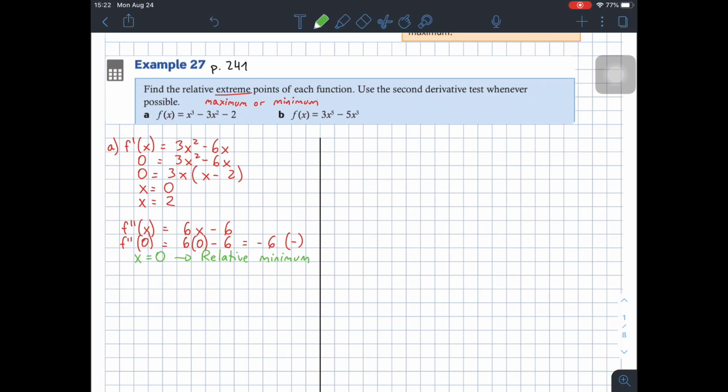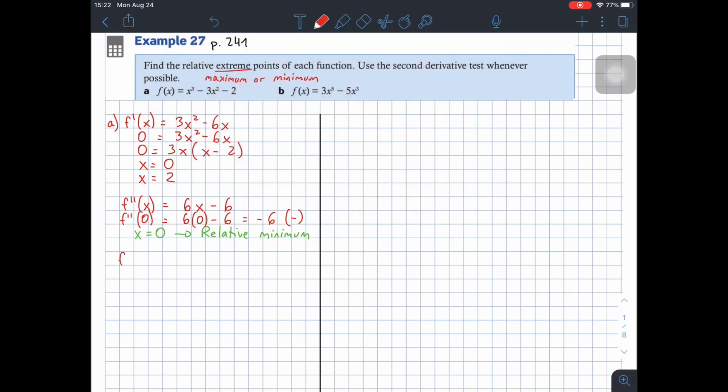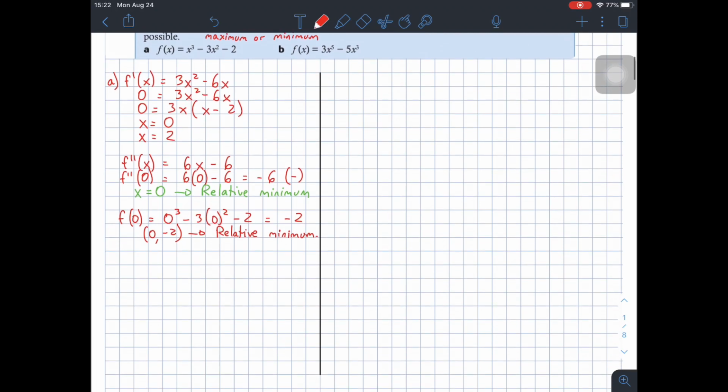And we can find the y coordinate by substituting x equals 0 into the original function. We're going to get 0 cubed minus 3 times 0 squared minus 2, and this is equal to negative 2. So the point 0 comma negative 2 is a relative minimum. Okay, so you see that this becomes shorter with the second derivative test.